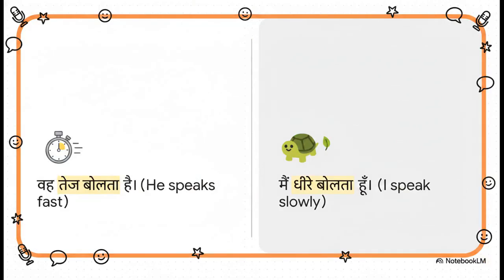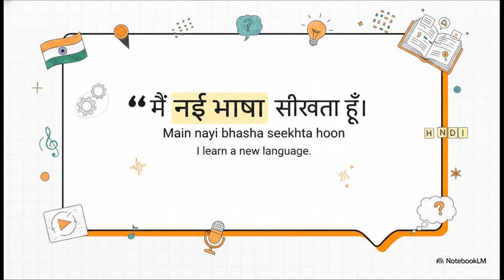Next up, let's see those adverbs in action. We're describing exactly how the action is happening. First, wo tez bolta hai. He speaks fast. Notice the verb is still bolta. Try it. Great. Now contrast that with मैं धीरे बोलता हूँ. I speak slowly. Let's practice that one real quick. Brilliant. All right, here is our final practice sentence.